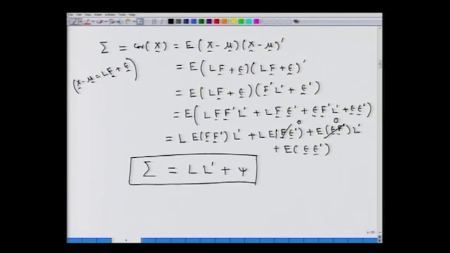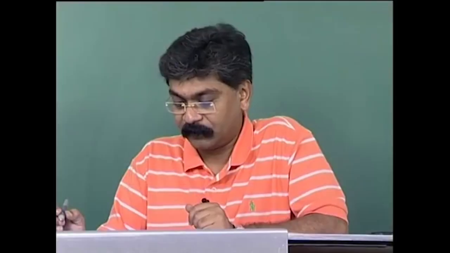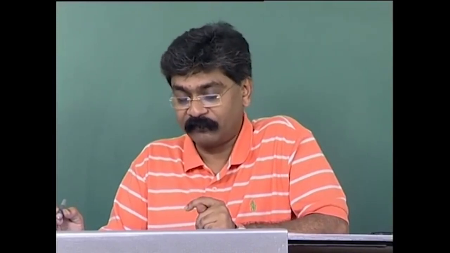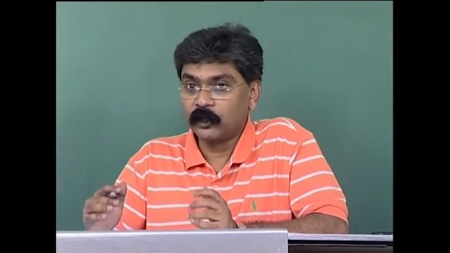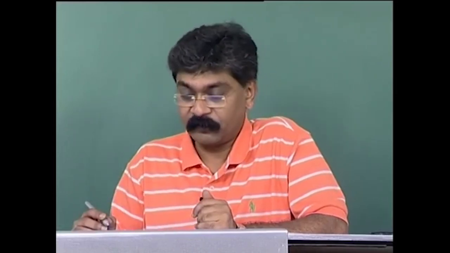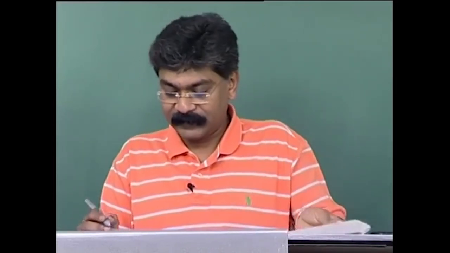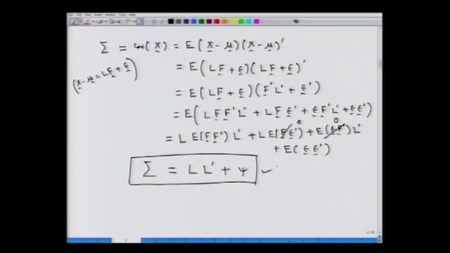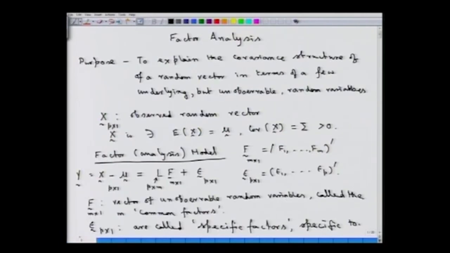model to hold. Remember, our original x was a p dimensional random vector, and f, the vector of unobservable random quantities, was taken as an m dimensional vector. Typically we would like m to be much lower than p, and then the actual purpose of the factor analysis will be served. So we have this as the important relationship when the dimension is p.